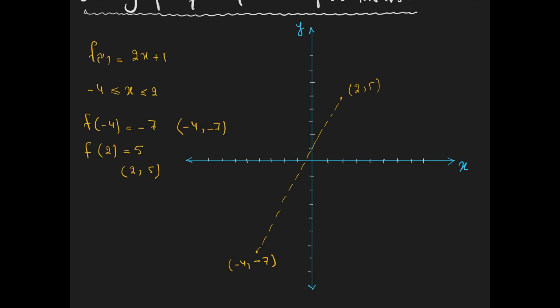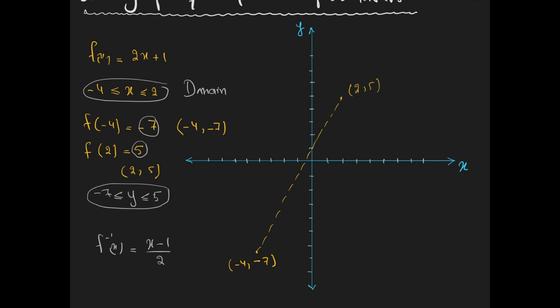Now we will work out f inverse of x. F inverse of x is equal to (x minus 1) over 2. And before proceeding, let us quickly look into the domain and range of the function f(x). This is the domain of the function, and the range of the function are the corresponding y values. So y is between 5 and minus 7. So this is the range of the function.